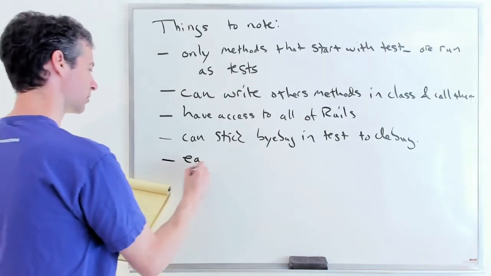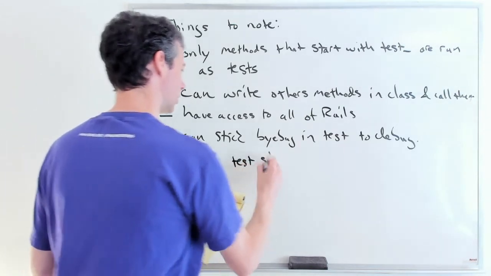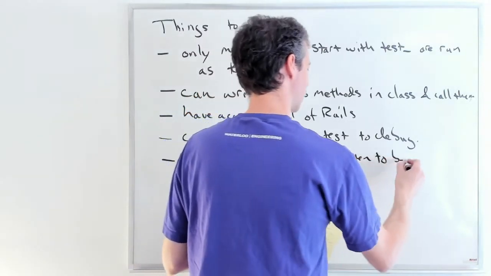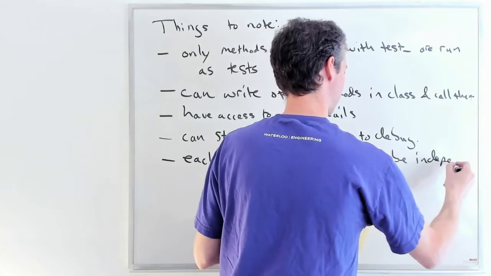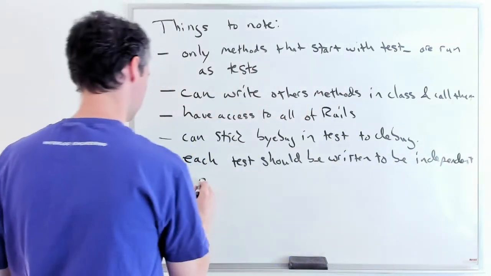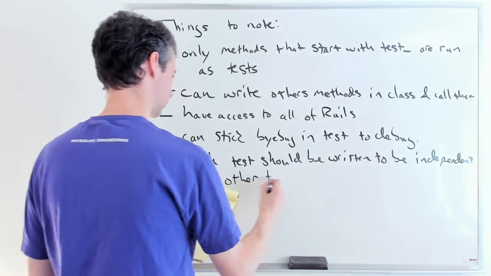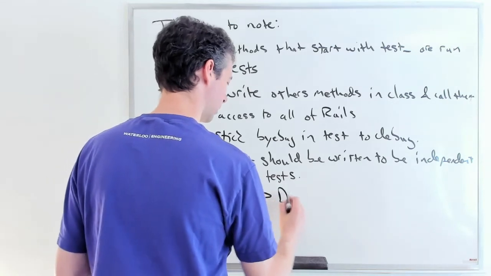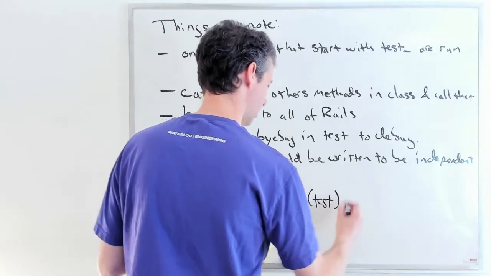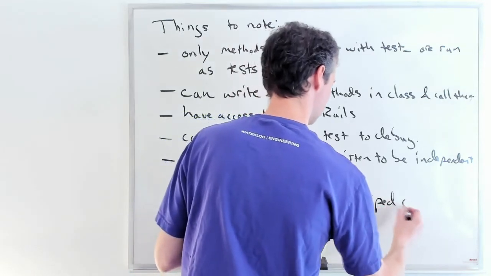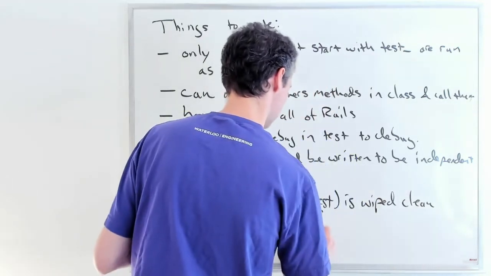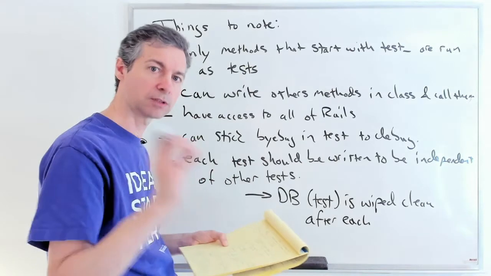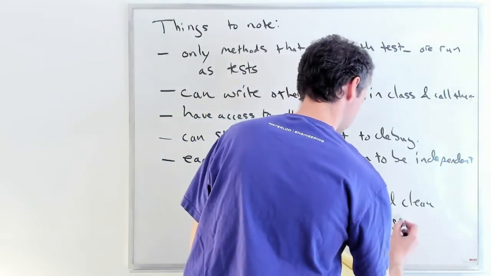I've already said this, but let's remind you, each test should be written to be independent of other tests. Of note, the database, this is the test database, is wiped clean after each test. And that's not after the whole class, it's after every little individual test method.